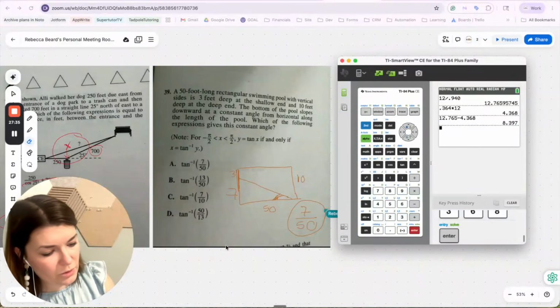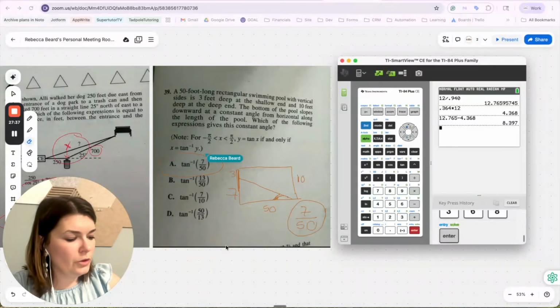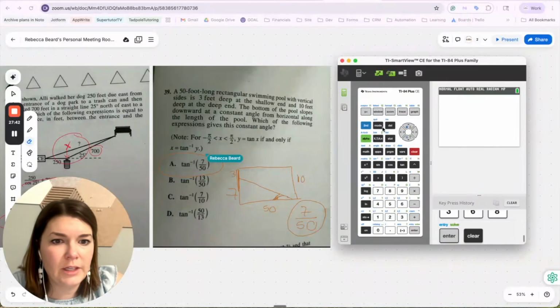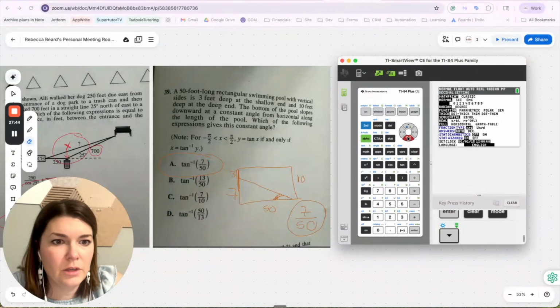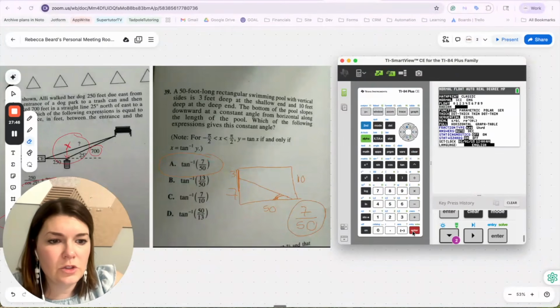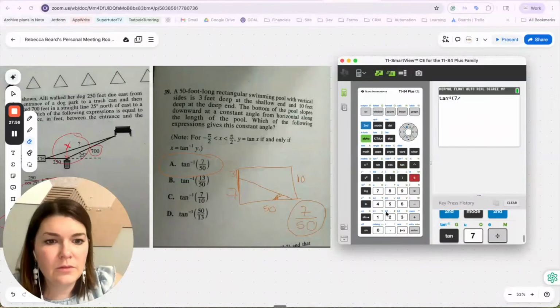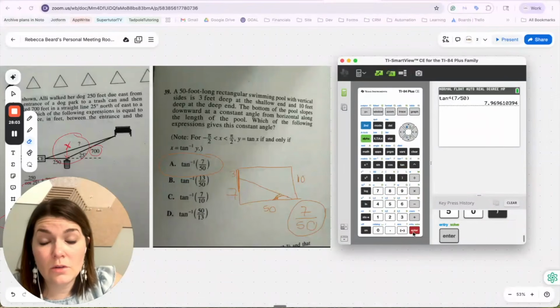So the answer on this one is really only going to be A. The cool thing is if you were feeling skeptical about this, you can type it in to validate, but you've got to make sure you put it in the right mode. So if you want to visualize it, on this question, if we go second, tangent 7 divided by 50, that shows pretty much the slope. And it's a big pool. It goes along for a long, long time. So that logically makes sense.